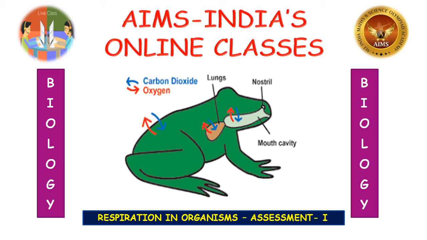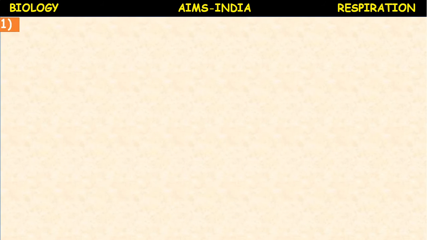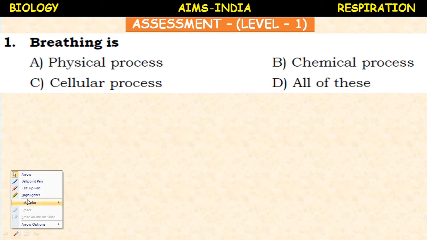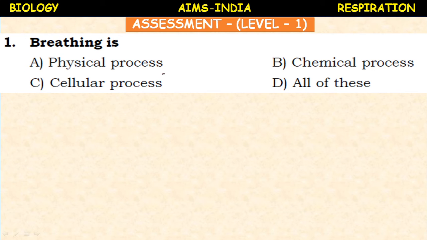So let us go for assessment 1, which includes level 1 questions. Very simple. Assessment 1, level 1. Breathing is physical process, chemical process, cellular process, all of these. So breathing is which process? Physical process.